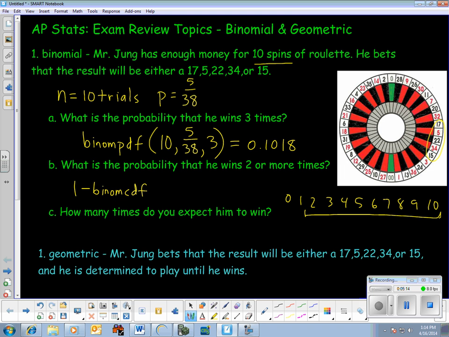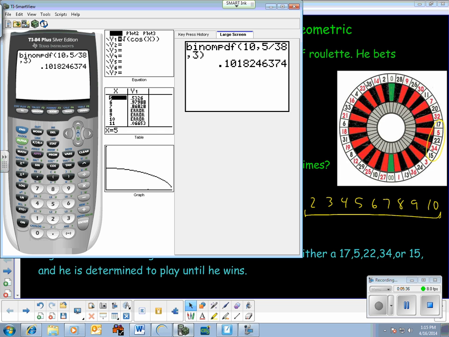1 minus binomial CDF, 10, 5/38, and 1. CDF gives you the probability of that value, in this case 1, and all of the ones below it. And if I were looking for 1 or less, I would just do this CDF command. But since I'm looking for the rest of the possibilities, I need 1 minus that. All right, so you can just type that just like it looked.